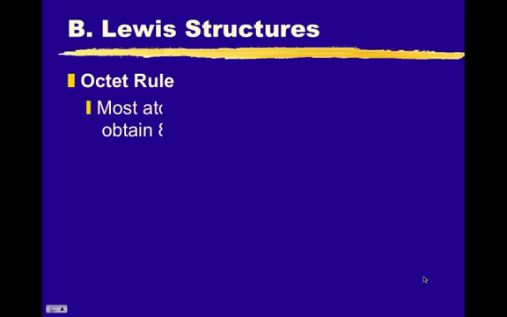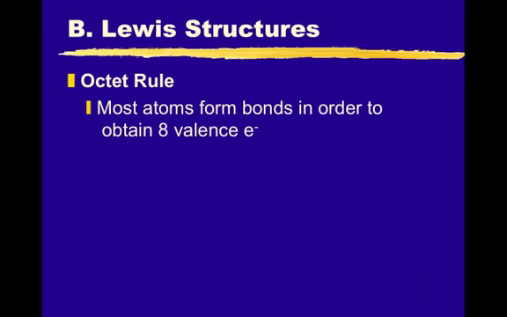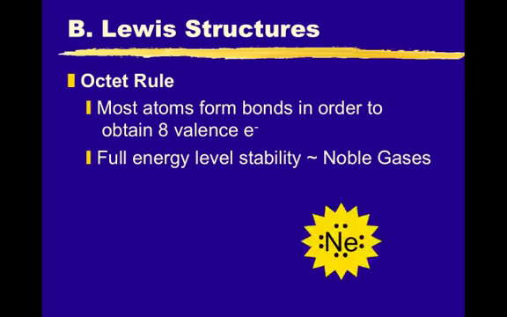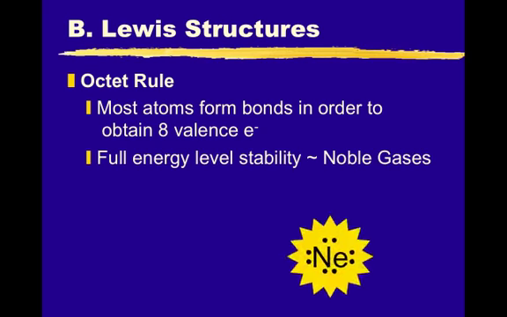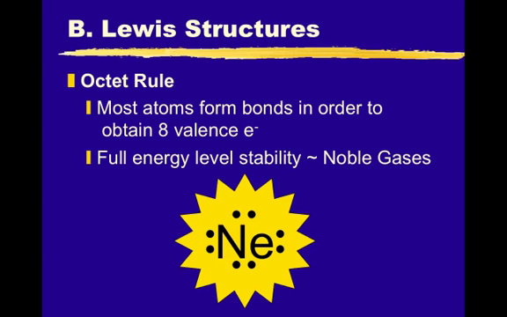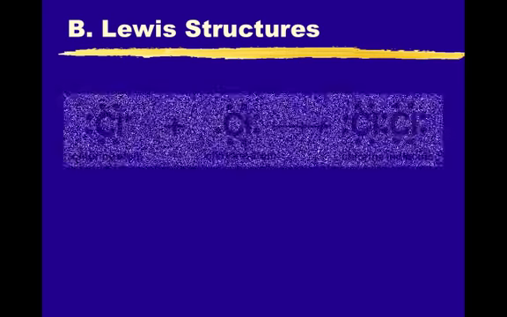Okay, the octet rule. You should remember that the octet rule says that most atoms want to form bonds in order to obtain 8 valence electrons. Okay? And it wants to achieve a full energy level stability, like the noble gases. Remember, all of the noble gases have 8 electrons in their valence shell. It wants to be exactly like a noble gas, so it can be stable.